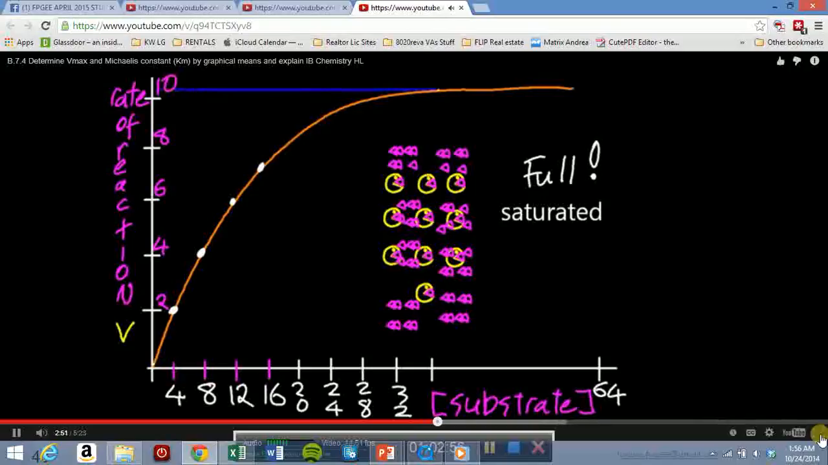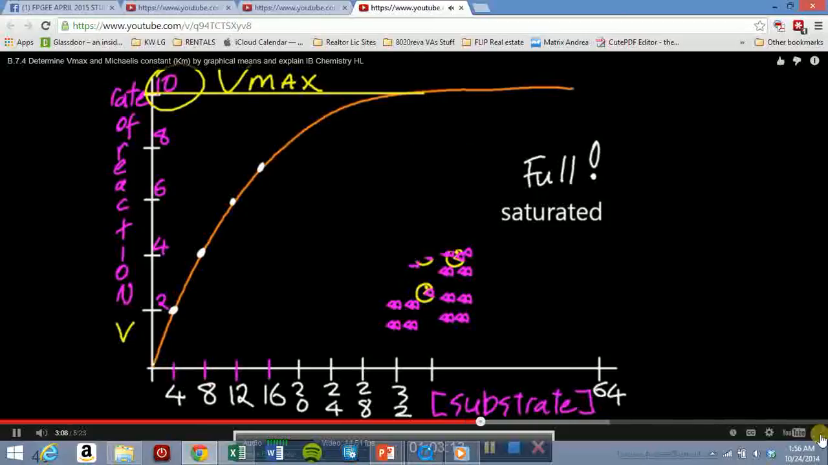And so that's exactly 10. Oh, not quite. Let me just fiddle. It's exactly a rate of reaction of 10. Don't forget the units are probably going to be molar per second or something. And that's called Vmax. So Vmax is 10 for this.